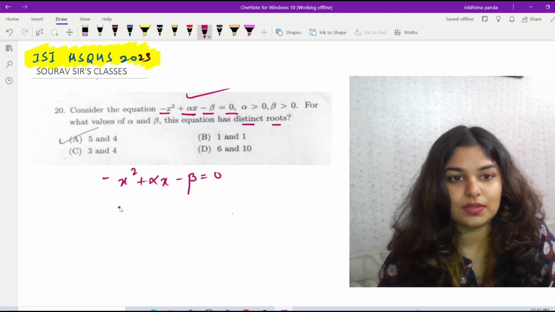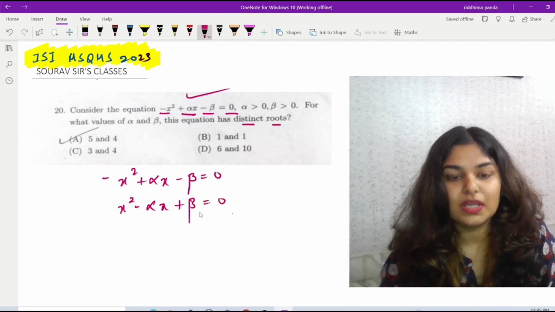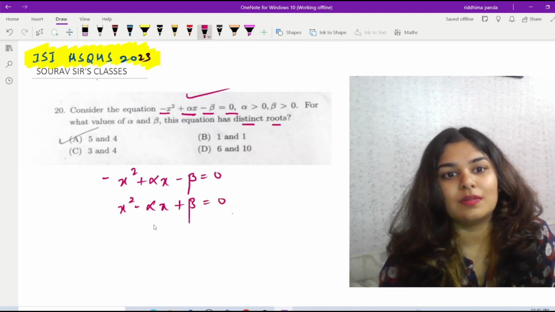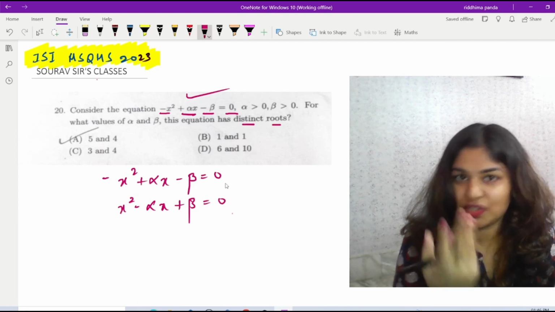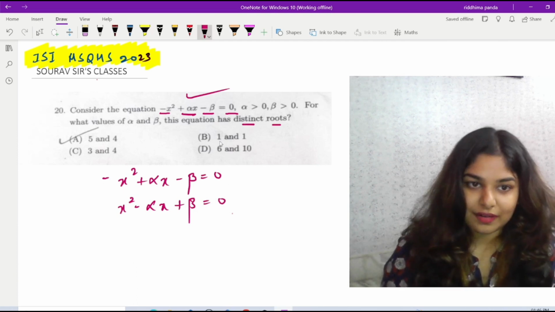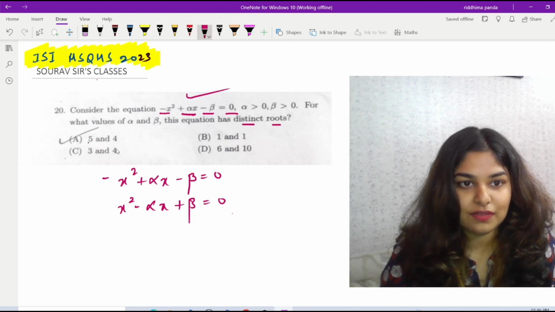So this can be written as x square minus alpha x plus beta is equal to 0. Now use the options, put the values and find out the roots. If you get distinct roots for the following options, then whichever option is correct, you can mark it. So let's start with the first option, that is 5 and 4.